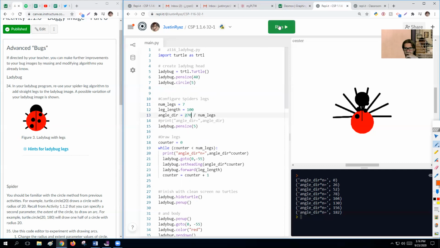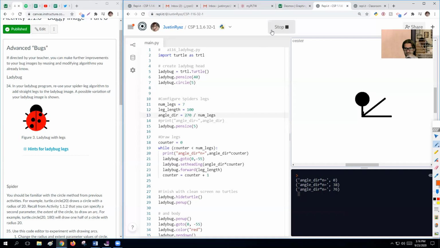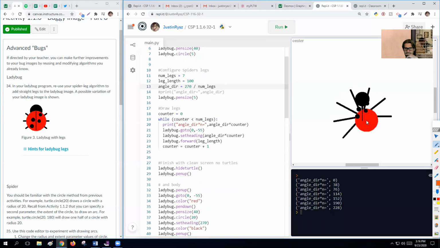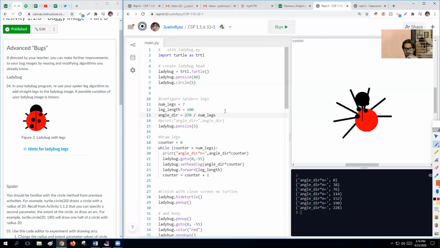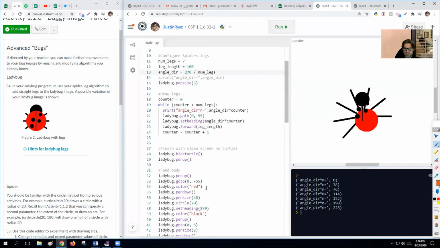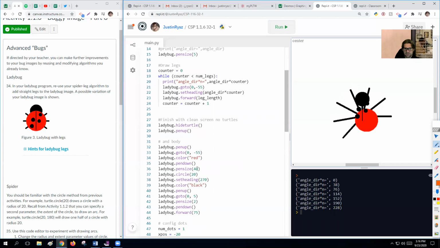So, let's see. Oh, but this, we're doing something wrong here. Let's figure this out. What's going on? Why is the head of the body going in a different direction? Go to color red, pen down.